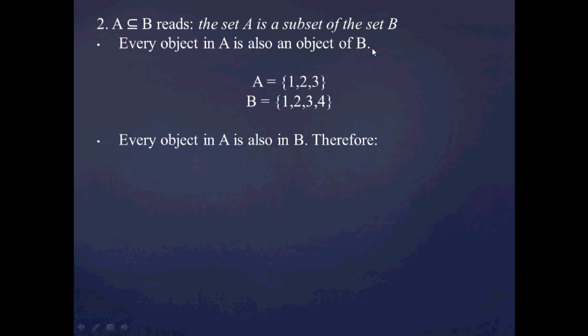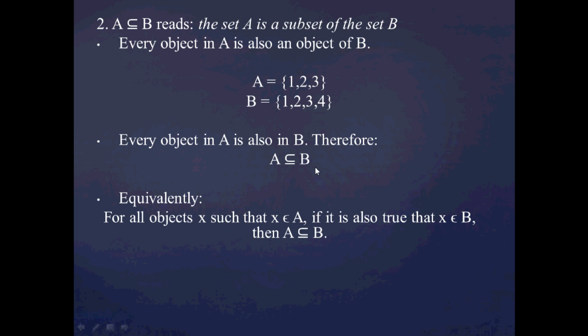Now we can notice that every object in A, the 1, the 2, and the 3, is also in the set B, because it has the 1 there, the 2 there, and a 3 there. So the statement every object in A is also in B is true. Therefore we say that A is a subset of B, and we denote that with that symbol there. A is a subset of B.